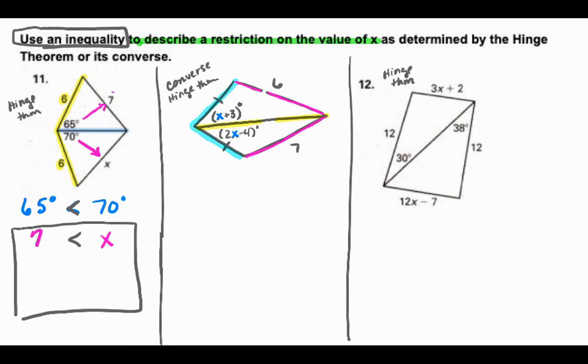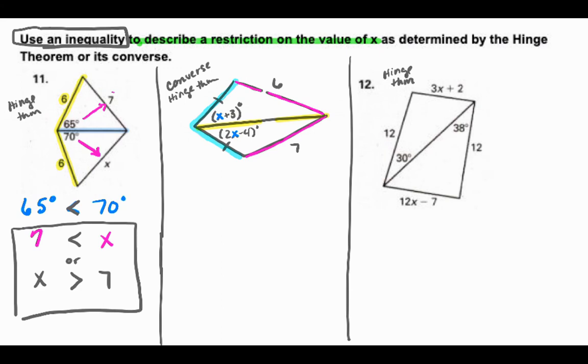Now, there are some of you who don't like to leave the variable on the right side. Just keep in mind that if you want to switch up the variable and the number, you also have to switch the inequality. It should still point to the same thing and it should still open the same way. So you can either write it as 7 is less than x or x is greater than 7.